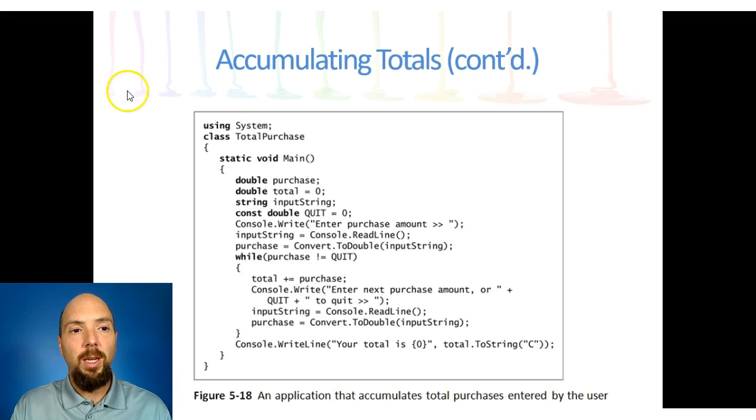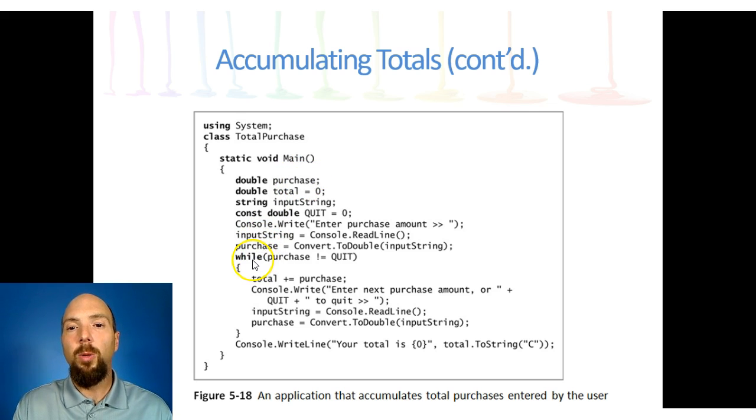All right, so in this case we have a double to hold a purchase, and then we have a total which is set to 0. We're asking for an input string, and we're setting a value of 0 to quit out of the program. So we're using a constant to hold our conditional evaluation statement. We're going to ask them to enter a purchase amount. We enter that amount, we put it into input string, and then we convert the input string to a double. So now purchase has a value.